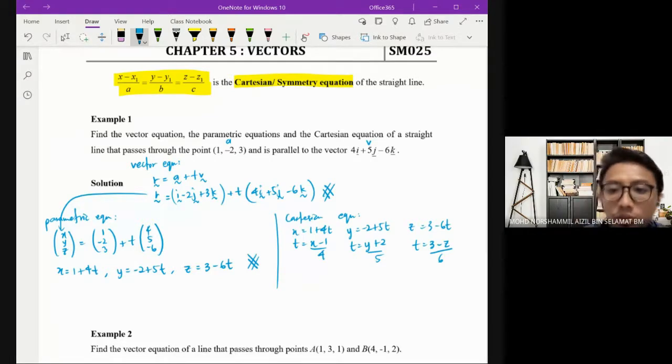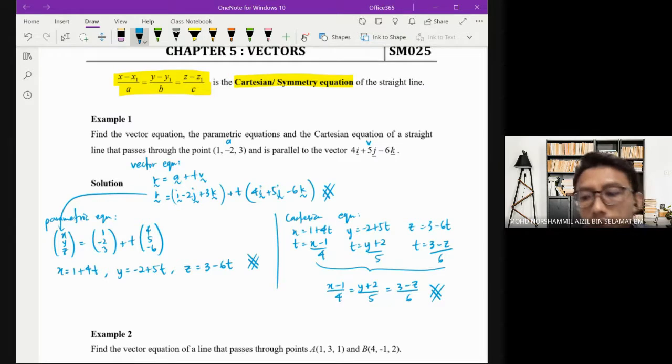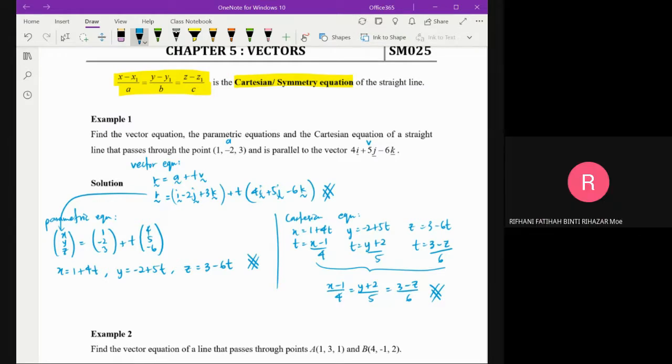Okay. So guys, we combine these three. We combine all of these, and it will become X minus 1 over 4 equals Y plus 2 divided by 5 equals 3 minus Z divided by 6. So guys, this is the Cartesian equation. Can? Okay, sir. So that is the Cartesian equation.